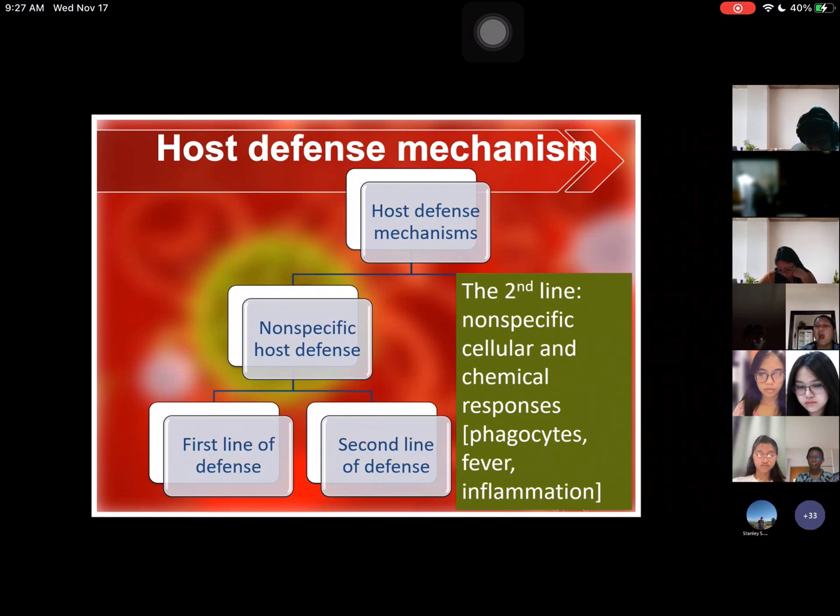For example, our phagocytes, specifically our WBC, and when we experience fever and inflammation. Actually, when we experience fever and inflammation, this is our defense mechanism. It helps us in a way. We will discuss that later, how fever and inflammation eventually help us to kill or destroy invaders. So these are our first and second lines of defense.